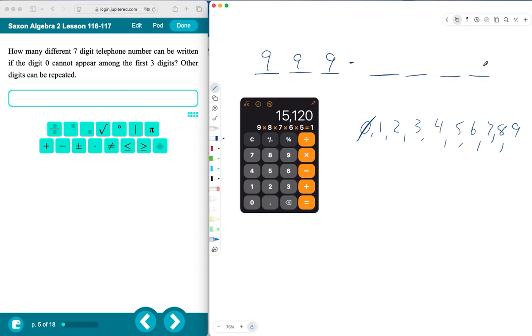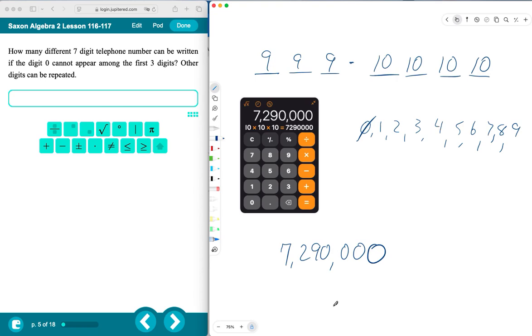So that means we can use all 9 in any one of these. Over these remaining 4 digits, there's 10. We can use the 0 here. So there's 10 digits. We could have all 10 here, all 10 here. So we would say 9 times 9 times 9 times 10 times 10 times 10 times 10. That's a lot of different combinations. 7,290,000. That's how many different combinations can be created with just these numbers.